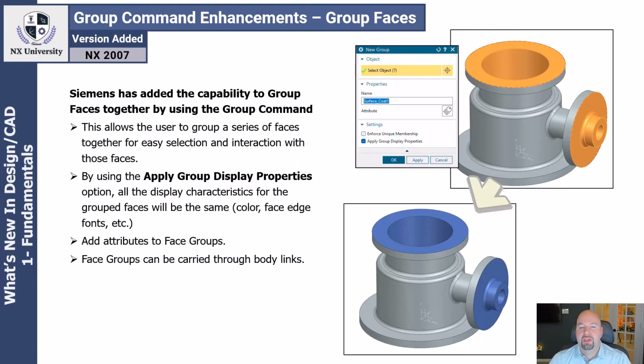The face groups can then be carried through body links into another part file, and then the face group attributes can be utilized in things such as PMI notes and somewhere else inside of another part file if you need to do those sorts of things.